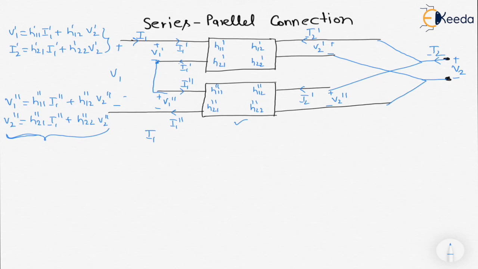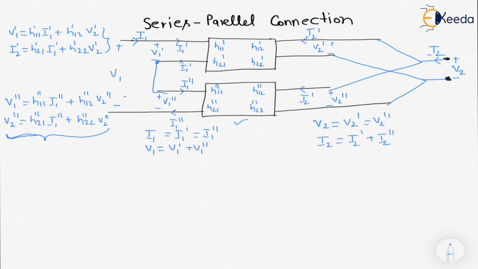Here we can see clearly that the value of I1 is equal to I1 dash is equal to I1 double dash, and the value of V1 is equal to V1 dash plus V1 double dash. And on the second side we can see that the value of V2 is equal to V2 dash is equal to V2 double dash, and the value of I2 is equal to I2 dash plus I2 double dash.